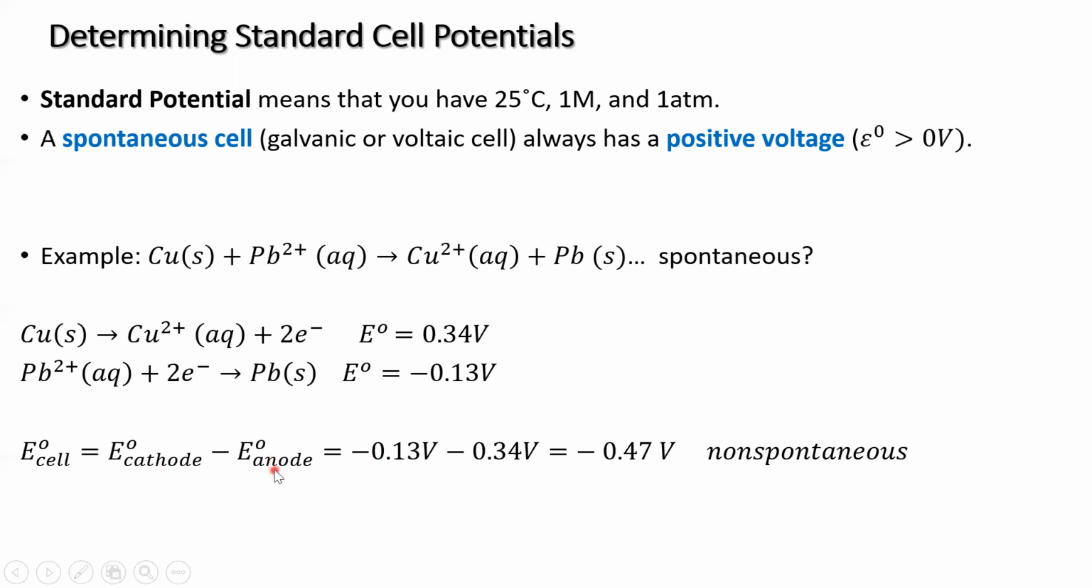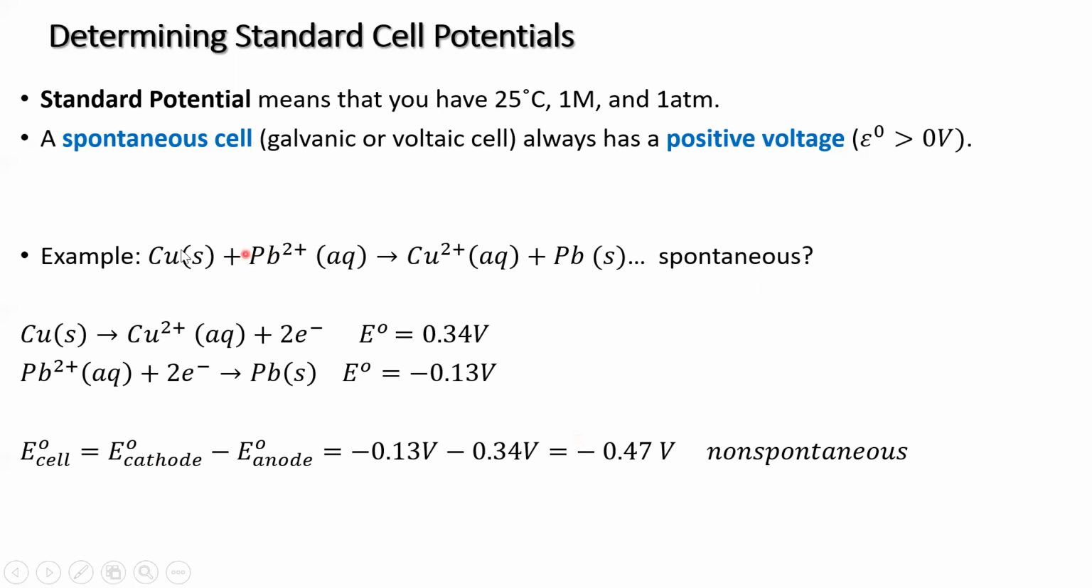Oxidation takes place at the anode. The copper atoms are being oxidized in this reaction. So we're going to substitute in for our anode negative 0.34. So we've got our reduction value minus our oxidation value, or what takes place at the cathode minus what takes place at the anode, and we get a negative 0.47. The important part is this negative sign.